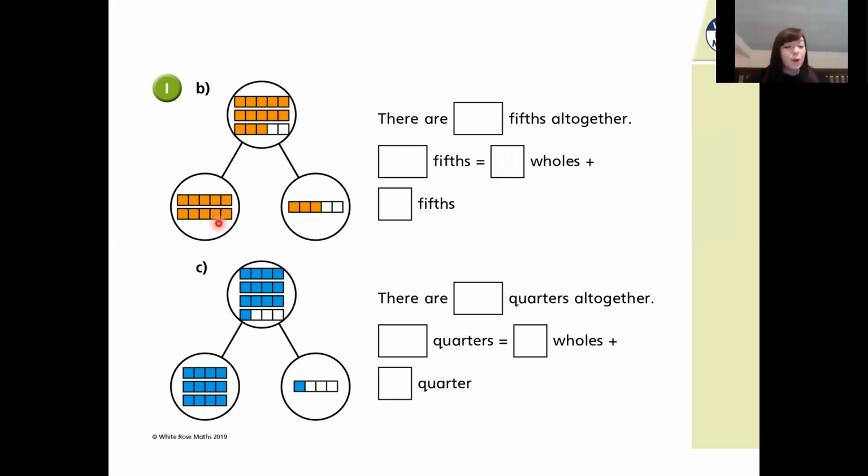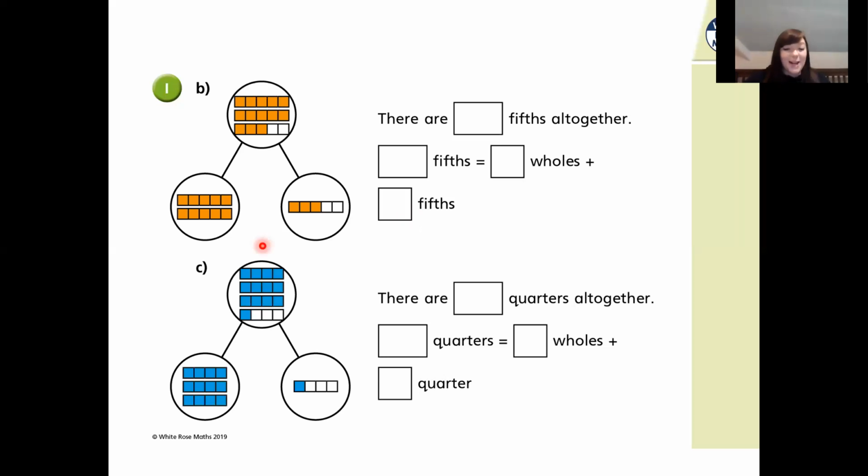Good. There are 2 wholes. And how many parts do you have left over from your wholes? Pause the video and write down your answer. Good. You have 1, 2, 3 fifths left. So your whole sentence should say, there are 13 fifths altogether. 13 fifths equals 2 wholes and 3 fifths.